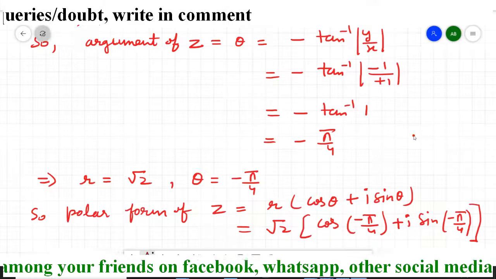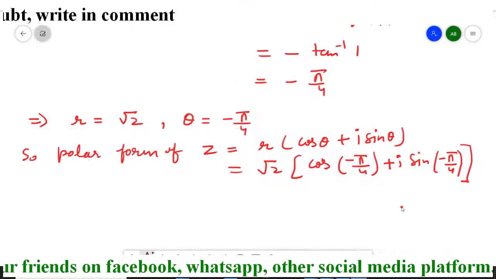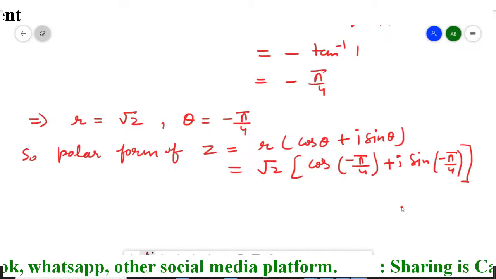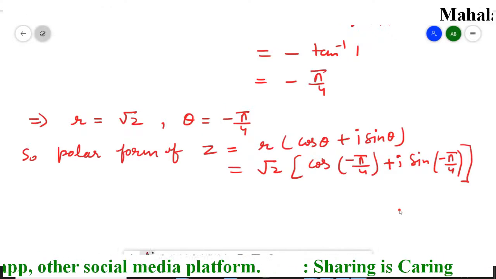So like this we have to convert the complex number into polar form. In the same way you can solve all the remaining parts of this exercise.